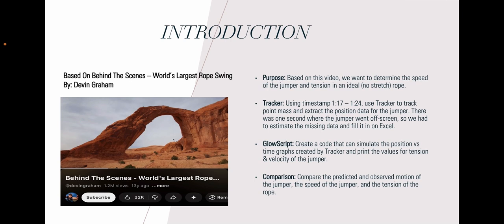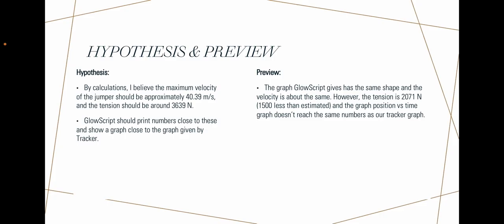So after I took this clip from the video, I threw it into Tracker to print out a position versus time graph. Then I went to GlowScript to create a code to try to simulate the same type of graph and also print the values for tension and velocity. And then at the end, I compared both graphs. And yeah, so let's get into it.